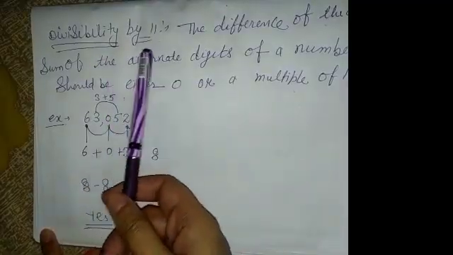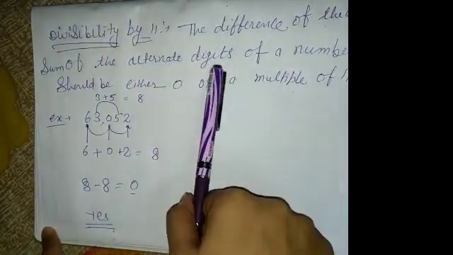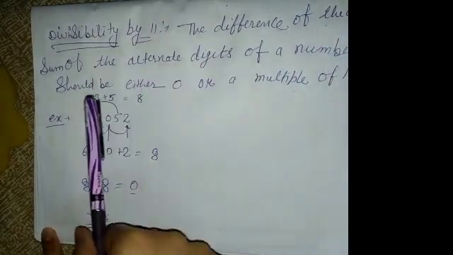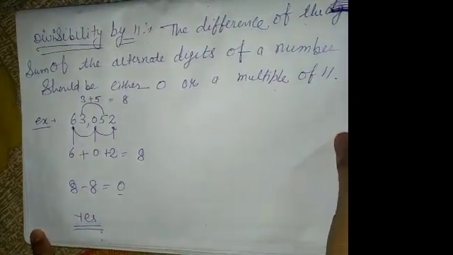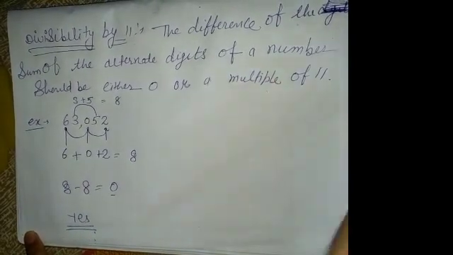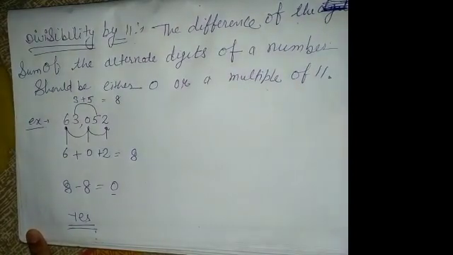Next, divisibility by 11. The difference of the sums of the alternate digits of a number should be either 0 or a multiple of 11. Okay, I'll make it more clear. This means the difference of the alternate digits should be either 0 or some number that is a multiple of 11, means that number should be completely divisible by 11.